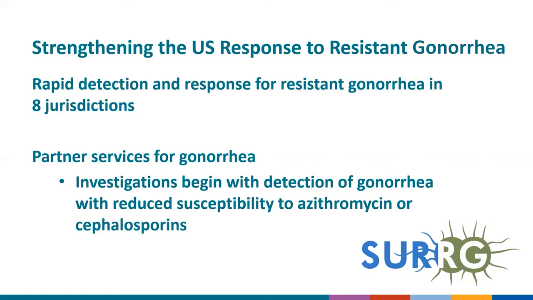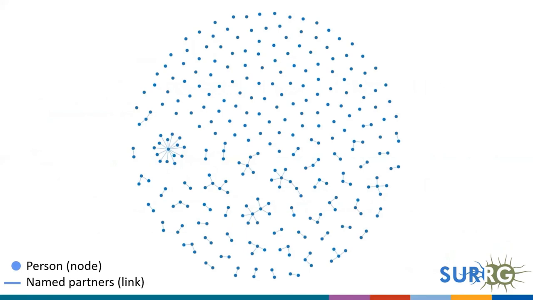The idea here is that if we detect a rare resistant strain of gonorrhea, we can use Partner Services to trace contacts and stop the spread. So under SURGE, Partner Services investigations begin when a person is found to have gonorrhea with reduced susceptibility to azithromycin or cephalosporins. I'm going to go through some preliminary Partner Services data from one of the SURGE jurisdictions. These data were collected in 2018.